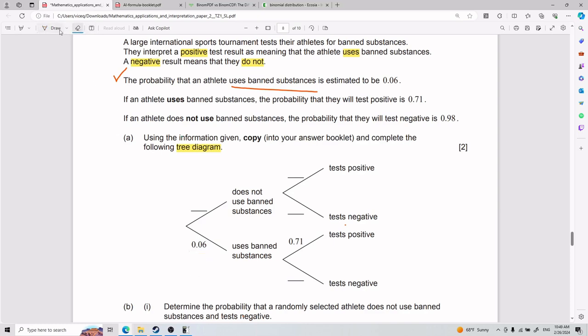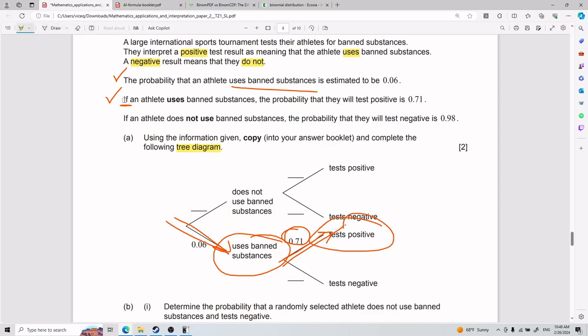Cool. This next one says if an athlete uses banned substances, so kapow, the probability that they will test positive is 0.71. So that is kapow, 0.71. There it is. It is also in my diagram. Notice how in this case we had like a two-stepper, ¿cierto? Como kapow, kapow. This is because if an athlete uses banned substances, so I'm in this part of the world, the probability will test positive. I go this way.